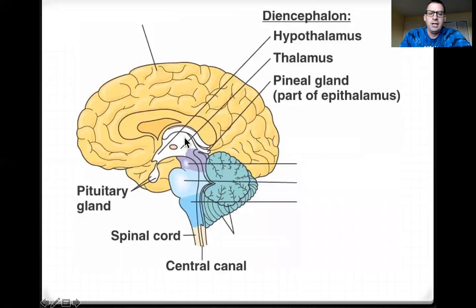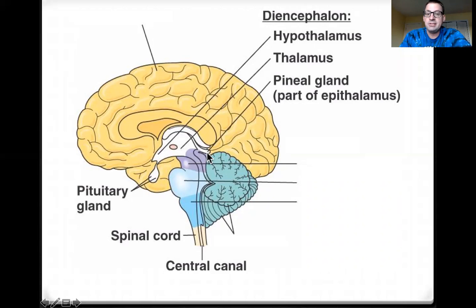So once again, here's the thalamus. Any information coming in from our senses, coming in from the periphery through the spinal cord, has to pass up through the thalamus and then get relayed to the proper part of the cerebrum. Here's where the hypothalamus is located, and that is what regulates homeostasis by controlling the autonomic nervous system and the endocrine system.